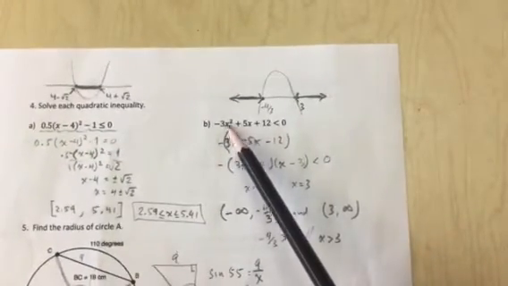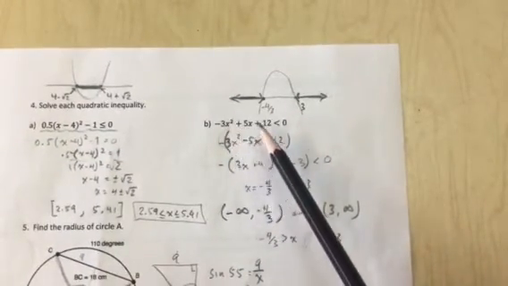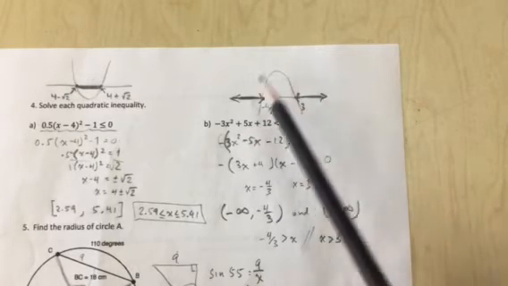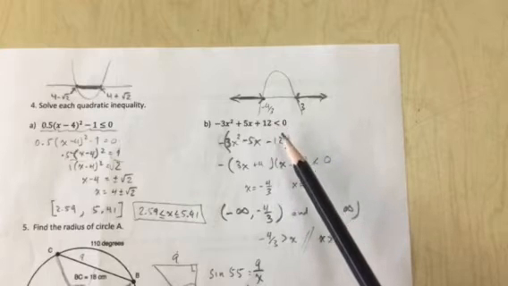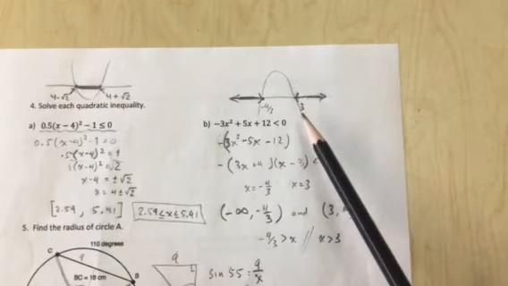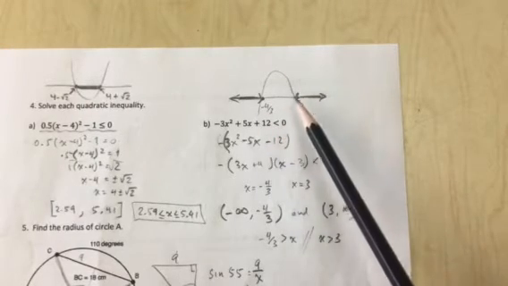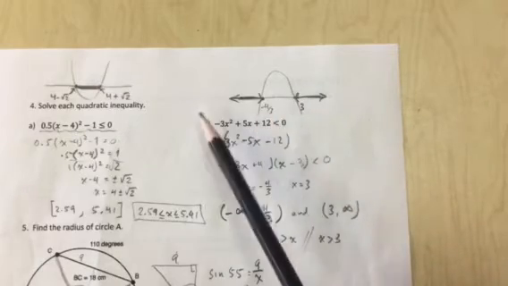The other one is an upside down, or negatively oriented, parabola. It's crossing the x-axis sort of like this, right? And this is also less than 0. Well, look at this. Where this is below the x-axis, less than 0, that's this region and this region.